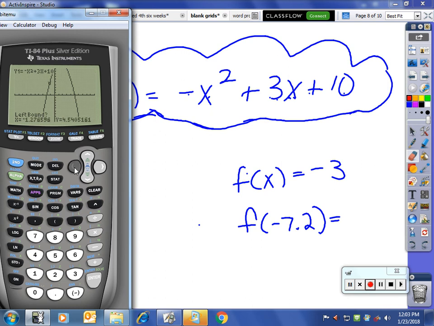It's going to ask for a left boundary. All I need to do is make sure my cursor is somewhere to the left and hit enter, and an arrow pops up. Then it wants a right boundary. Now I've got to move my cursor till it's safely over to the right and hit enter, and then an arrow pops up. Make sure your vertex is in between those arrows. Then it says guess, hit enter until you see the word maximum. Guess what the x value really is supposed to be. It's exactly 1.5. It's not 1.50008. It's not 1.4999999. It's exactly 1.5.